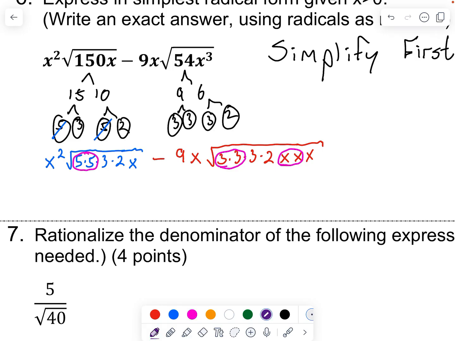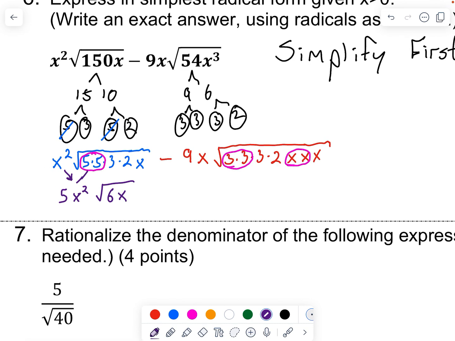So the term on the left side, that's coming outside the square root. That's 5. I already have x squared outside the square root. All right, that's that right there. And then left inside the square root, I have 6x. Okay, let's take a look at the next one.